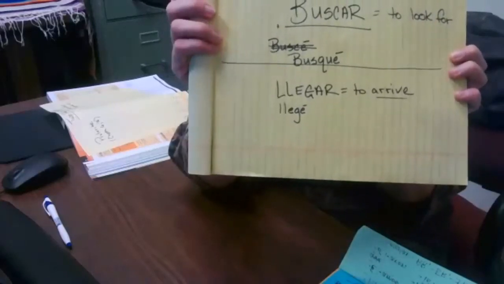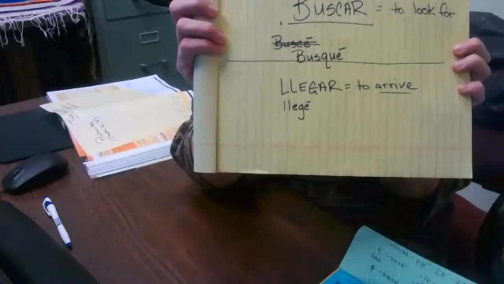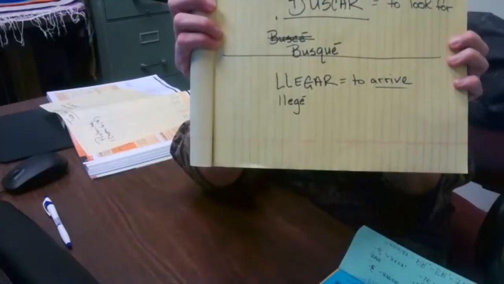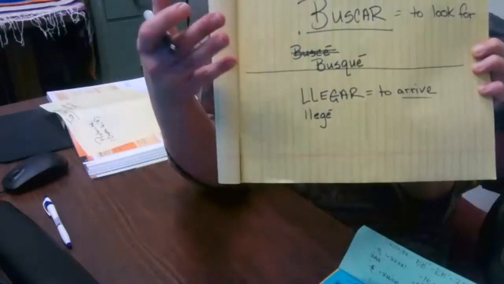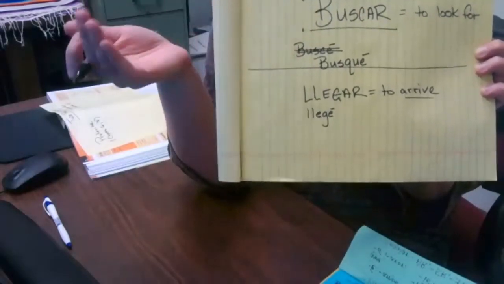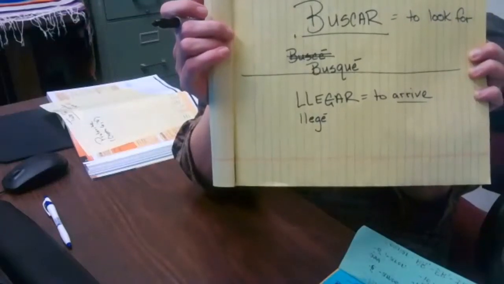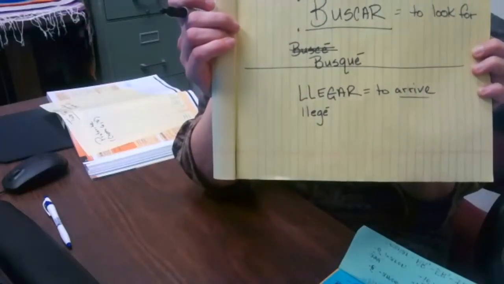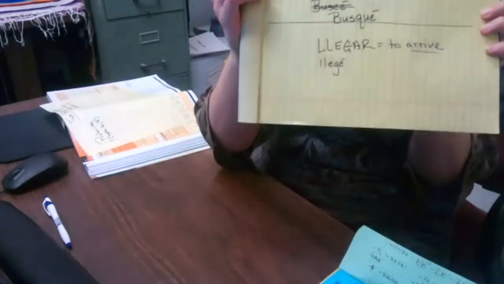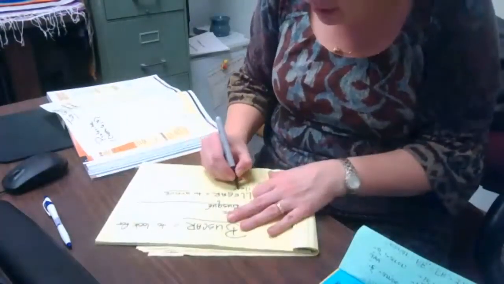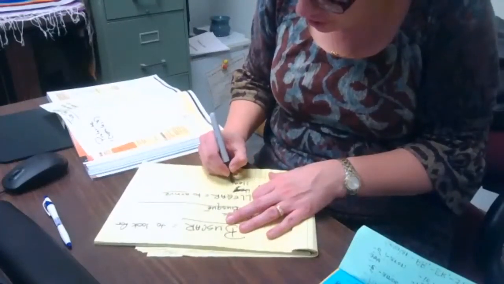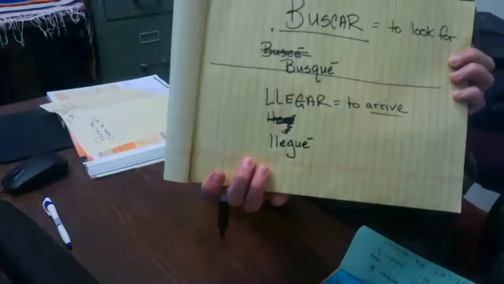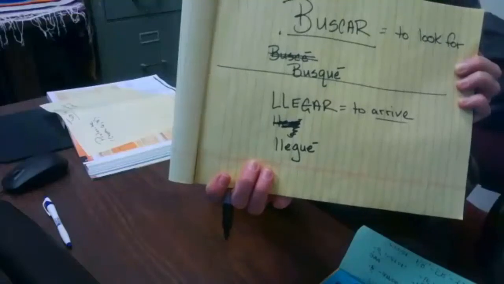The only problem is that when G comes before an E, it sounds like an H. So now the verb is llegué. But that's not the original sound of the verb. The original sound of the verb is llegar, because G in front of an A sounds like a G. So we have to keep that G sound. So to do that, we're not going to put an E, but instead we're going to put a G-U-E with an accent mark. Okay? So now we have llegué.